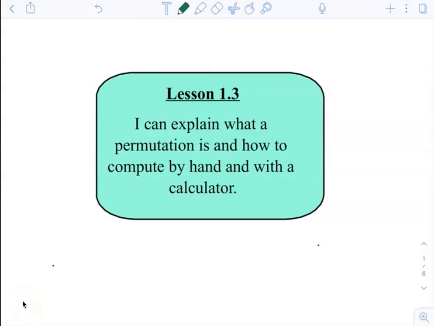Mr. Monahan here for lesson 1.3, Prob and Stats. I can explain what a permutation is and how to compute by hand and with a calculator.